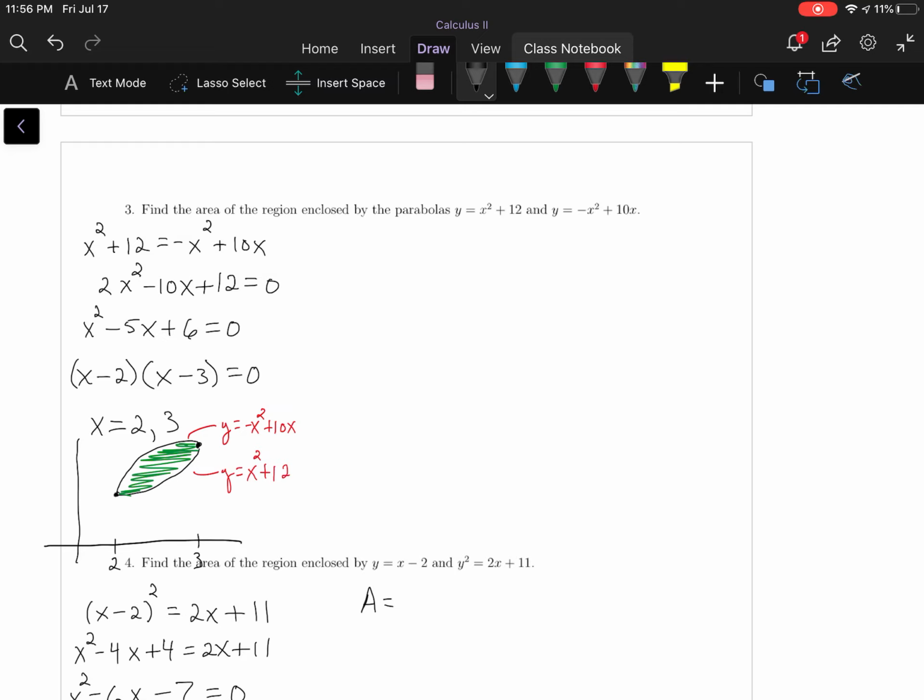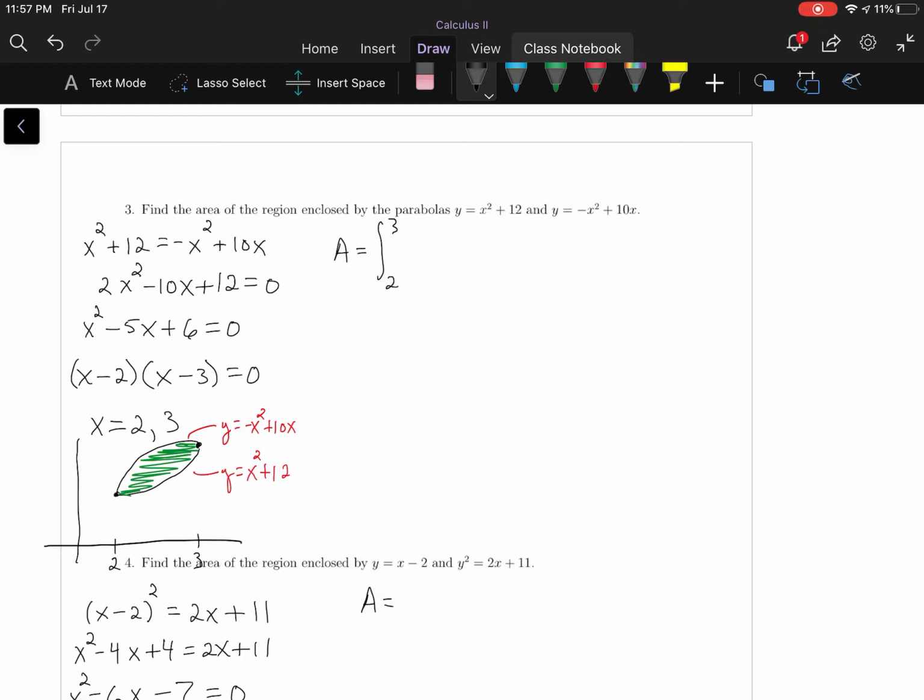Dividing by 2 gets me line 3. And then that happens to factor nicely into x minus 2 times x minus 3, which means that these two functions intersect at x equals 2 and 3. So that's how I figured out the region that we're interested in. Now I'm ready to actually integrate. So this is integrating from 2 to 3.